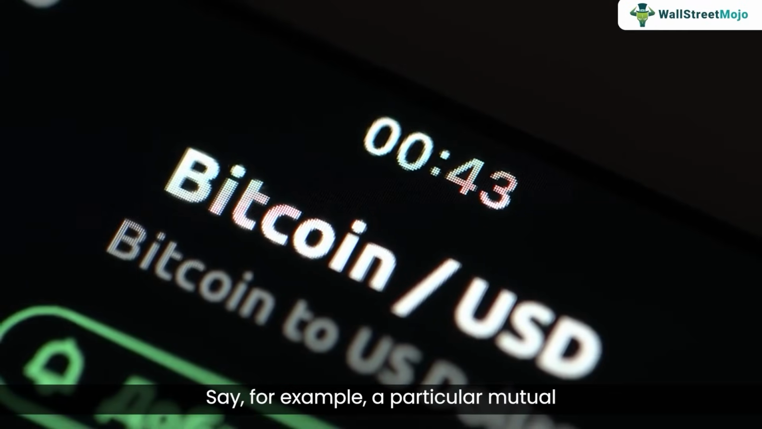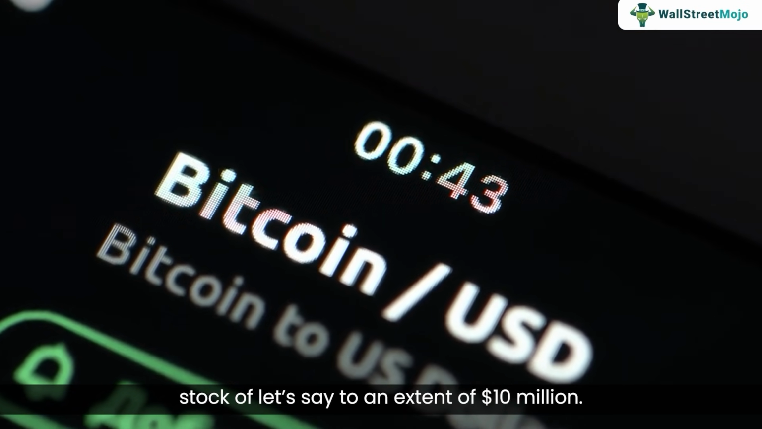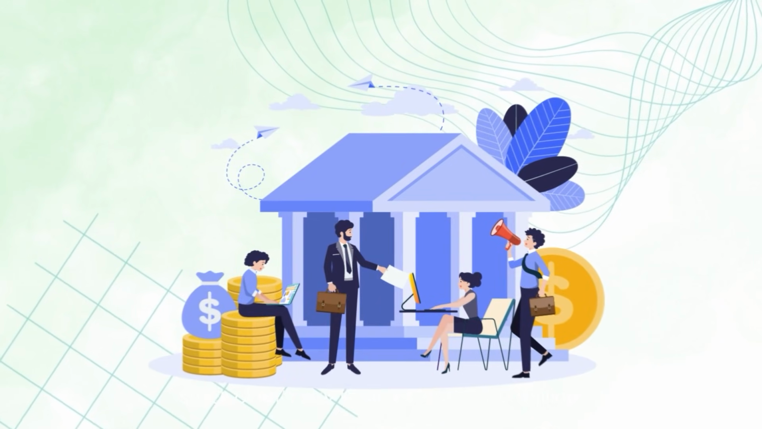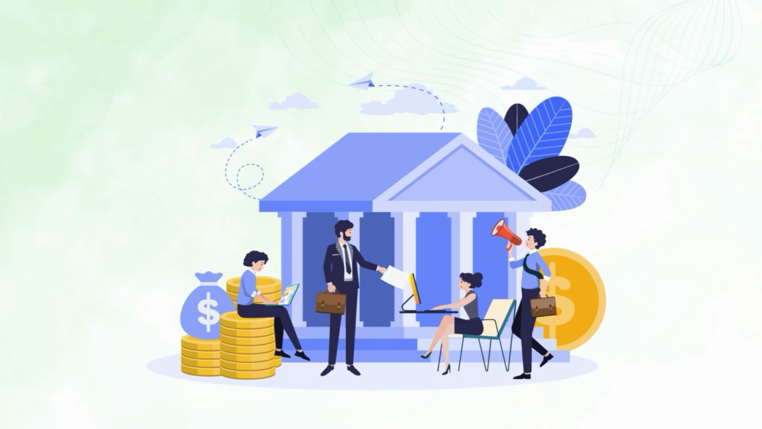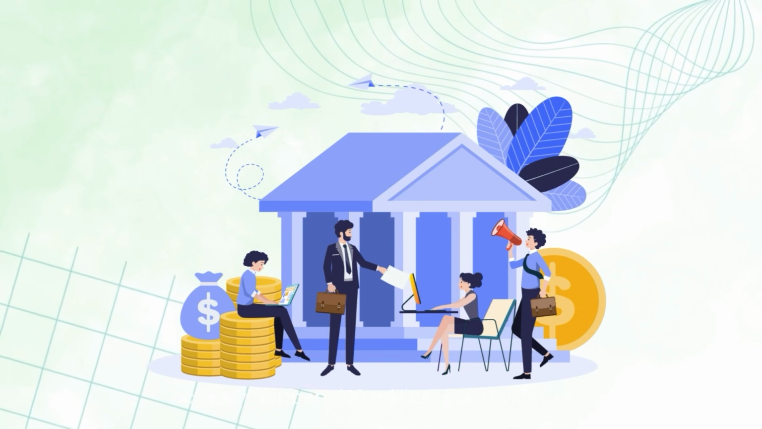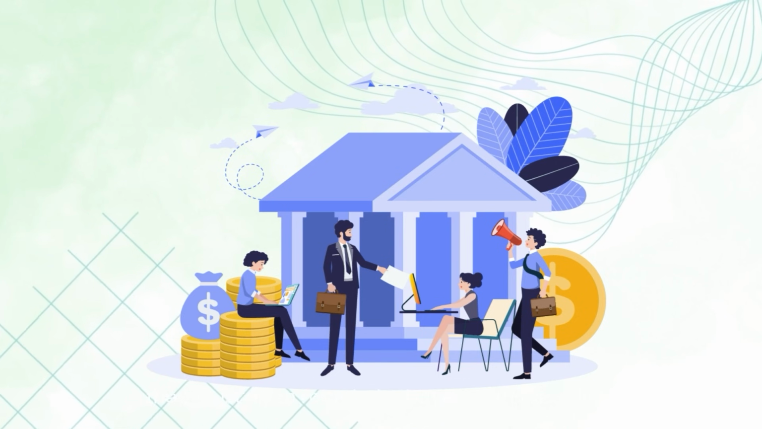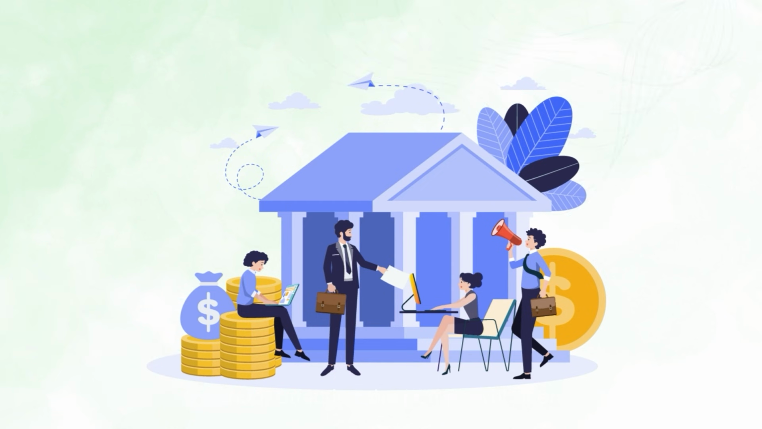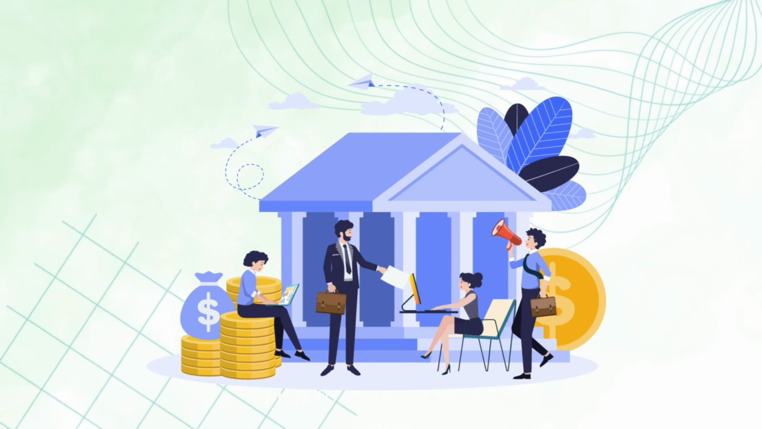Say, for example, a particular mutual fund may be interested in buying Microsoft stock to the extent of, let's say, $10 million. So when these large deals happen, $10 million, $20 million, etc., what the investment bank must do is try to match the buyers with the sellers without affecting the actual execution price to a great extent.